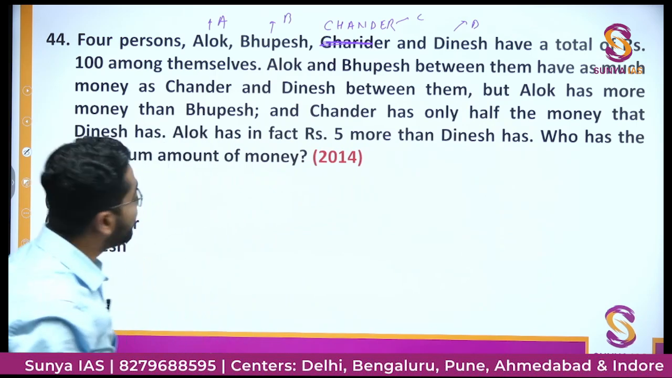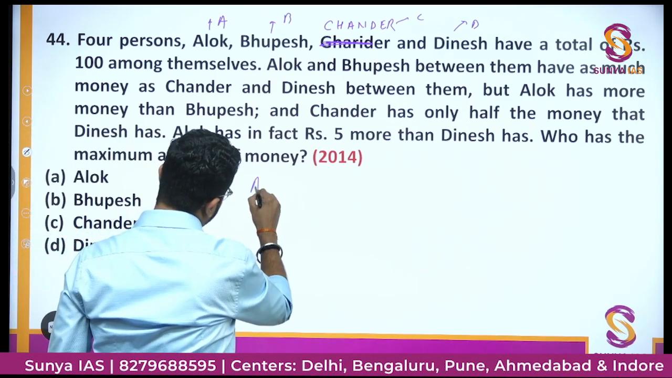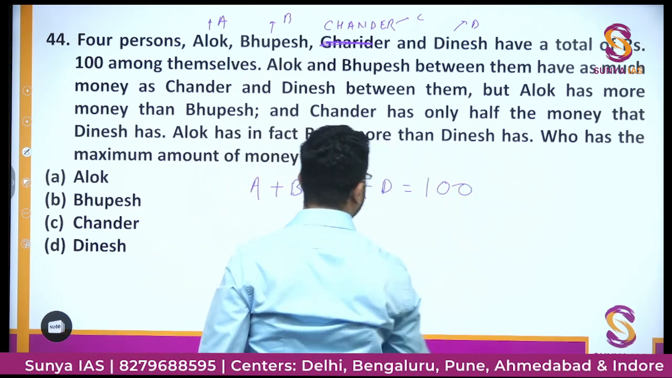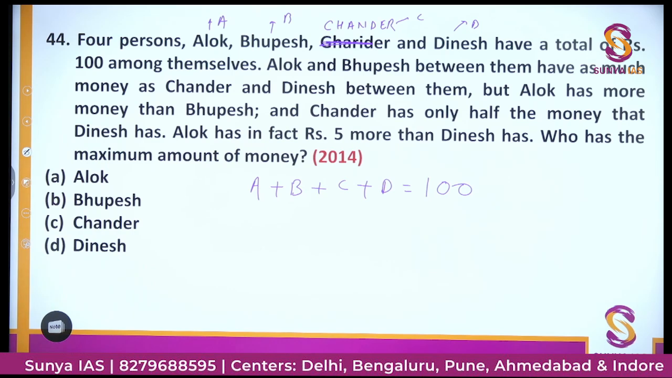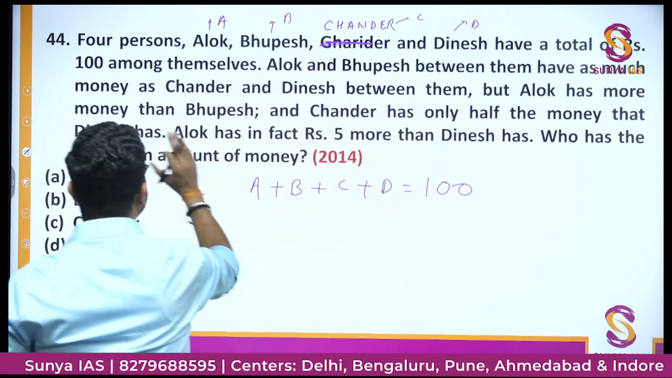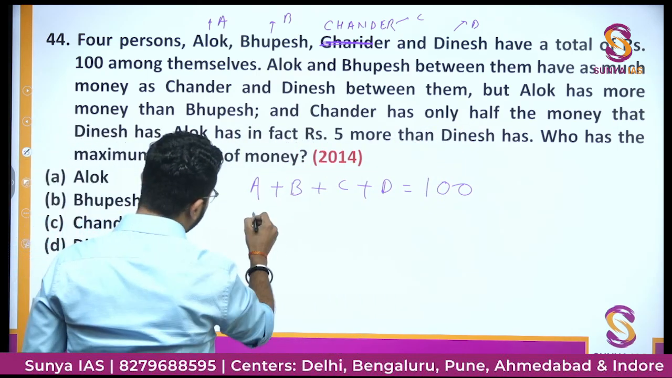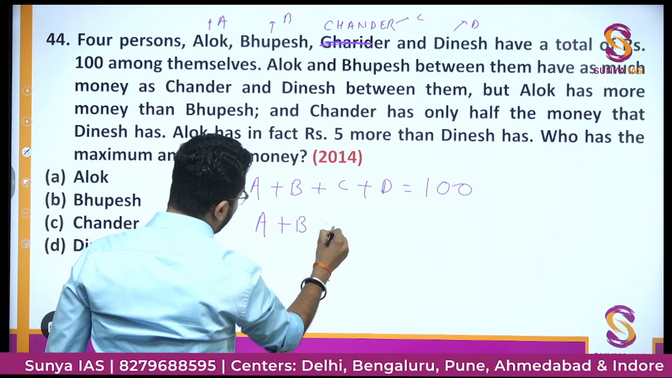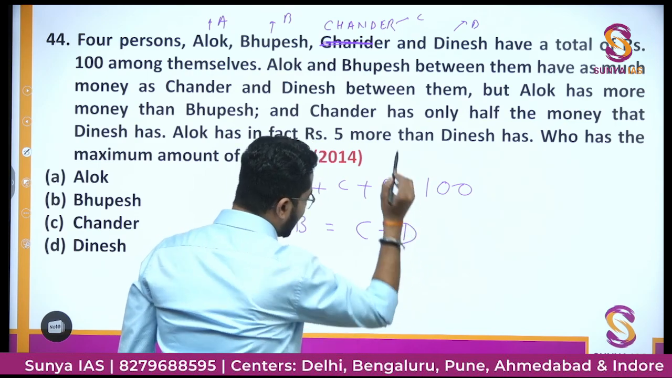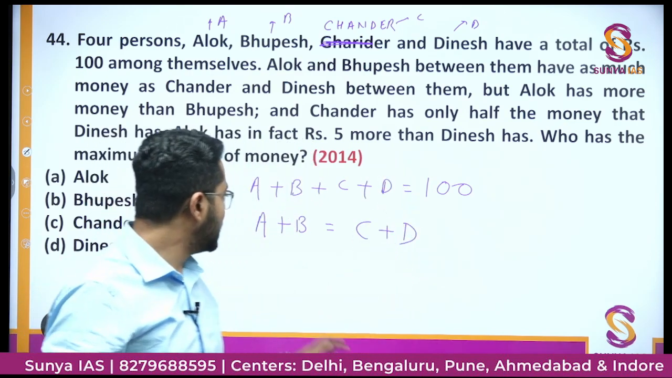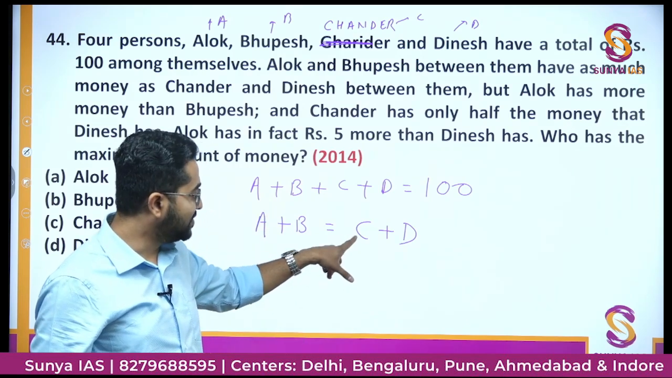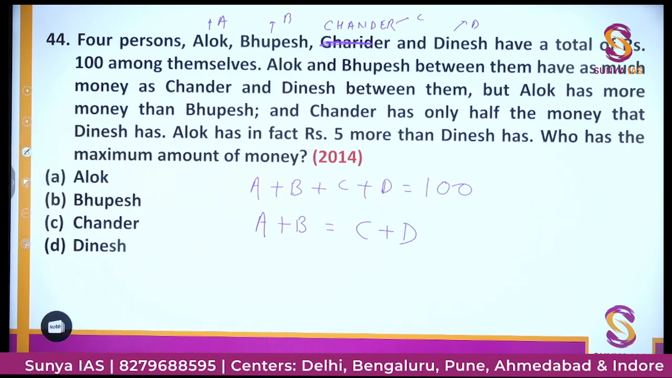So they have a total of ₹100. If we see combinedly, A plus B plus C plus D has ₹100. Fine, this is given in the question. Now Alok and Bhupesh between them have as much money as Chandar and Dinesh. This is the second condition, right? That the total money of Alok and Bhupesh is equal to the total money of Chandar and Dinesh. So I think in these two conditions there is no problem.